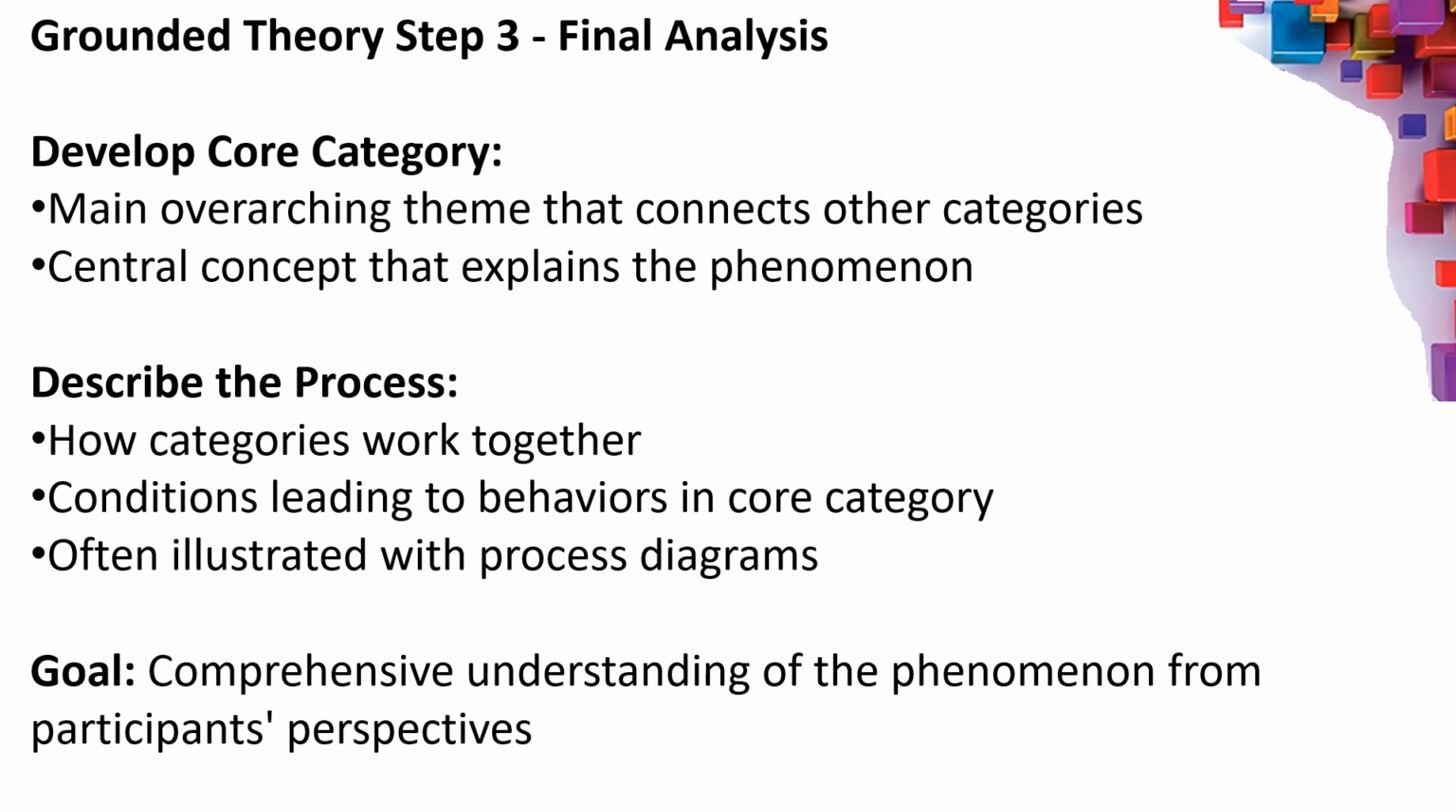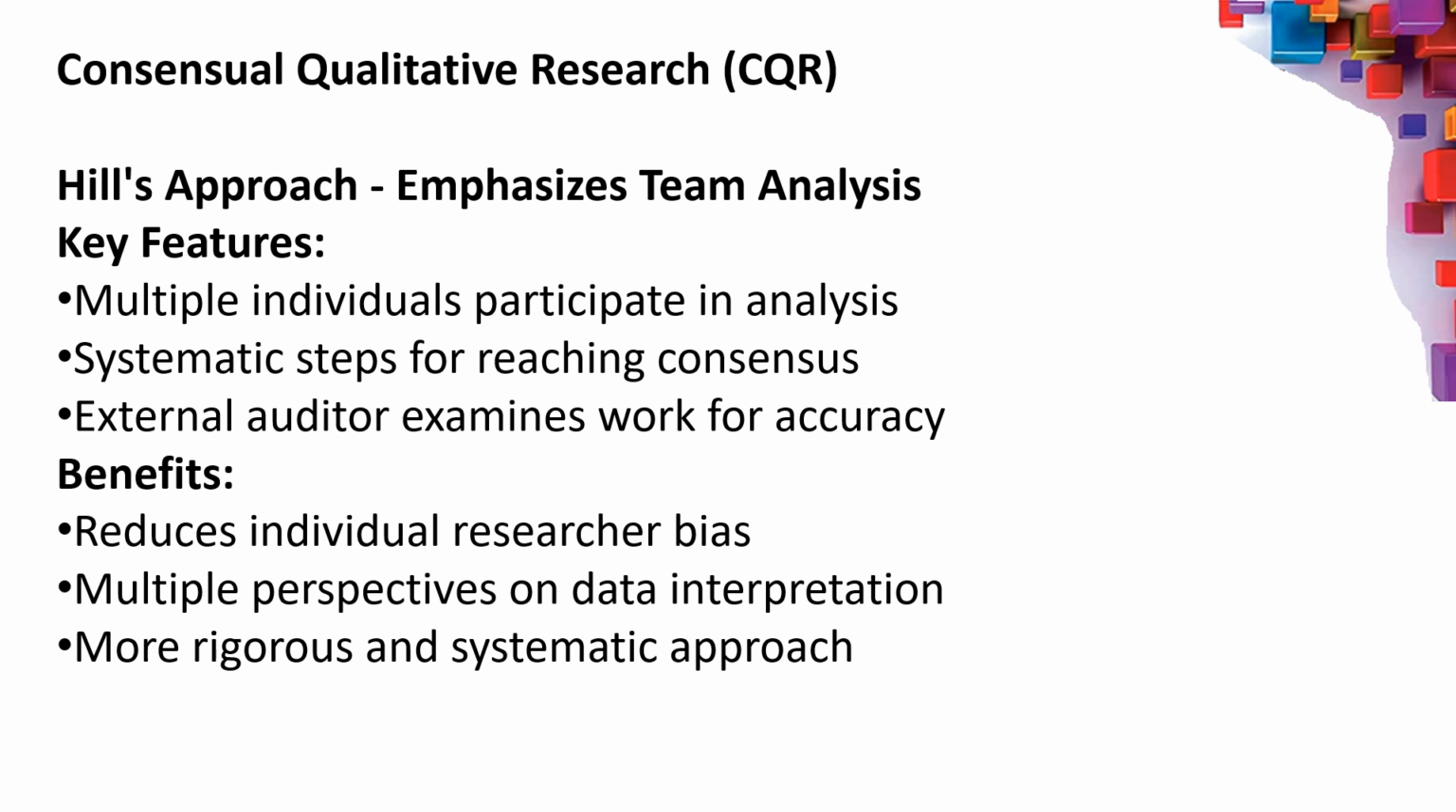The final stage brings everything together into a coherent understanding. The core category is like the main character in your story. Everything else relates to it. The process description explains how all the pieces fit together, often showing the conditions that lead to certain experiences or behaviors. You might create a diagram showing how different factors interact to produce the core phenomenon you're studying.